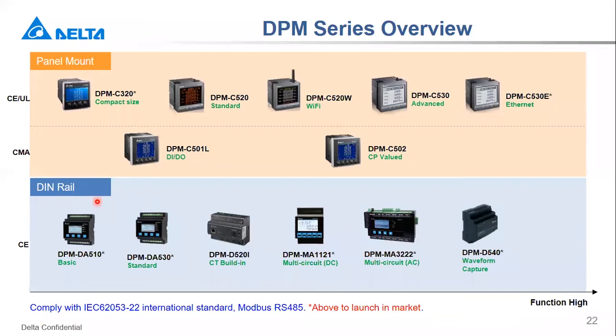And from the DIN rail side, actually this is a new series we will launch in the second half of 2020. And I would like to highlight this one, DPM-MA3222222. It's a multi-circuit power meter. For 3-phase, it's up to 8 channels. If only for single phase, it's up to 24 channels. So this, I think, is a very powerful function.